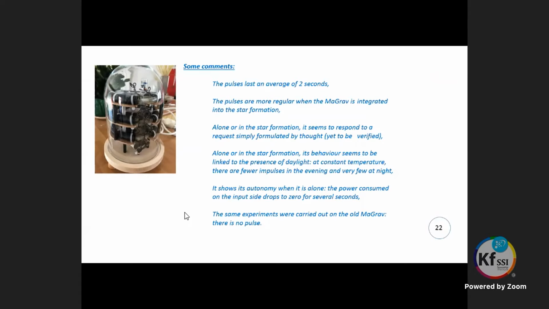So a couple of seconds that pulse occurs.